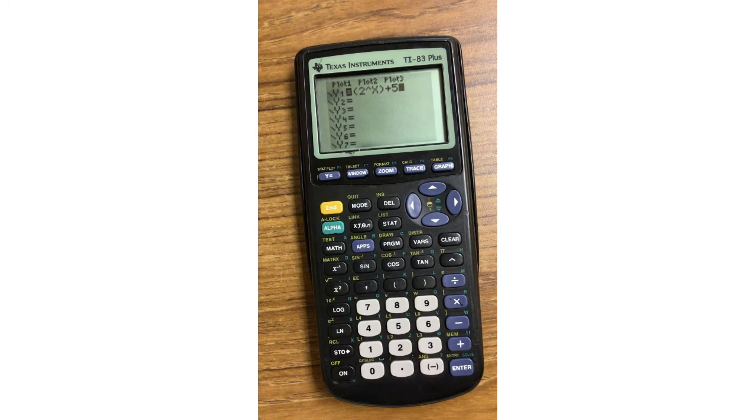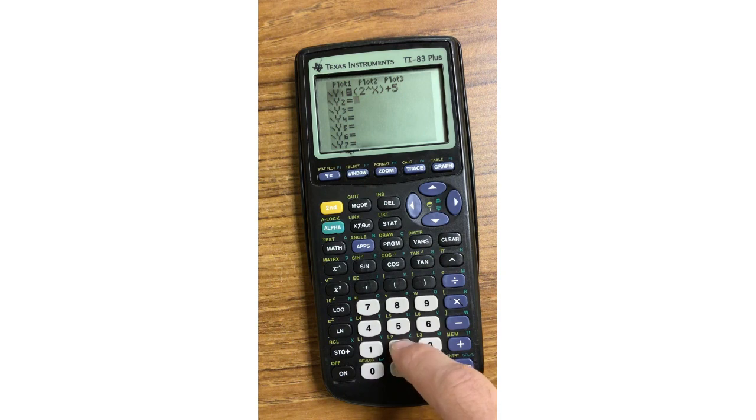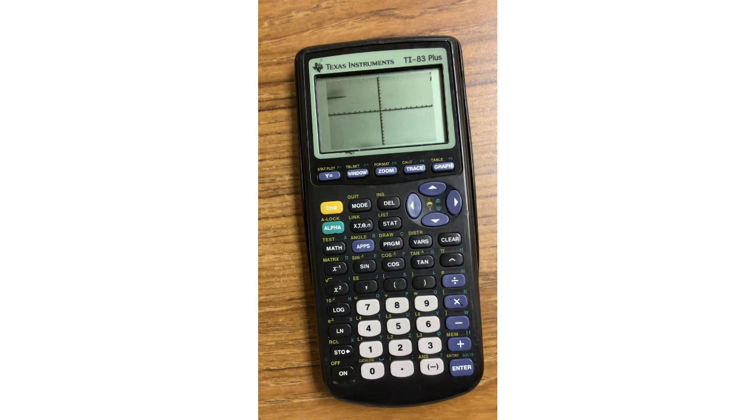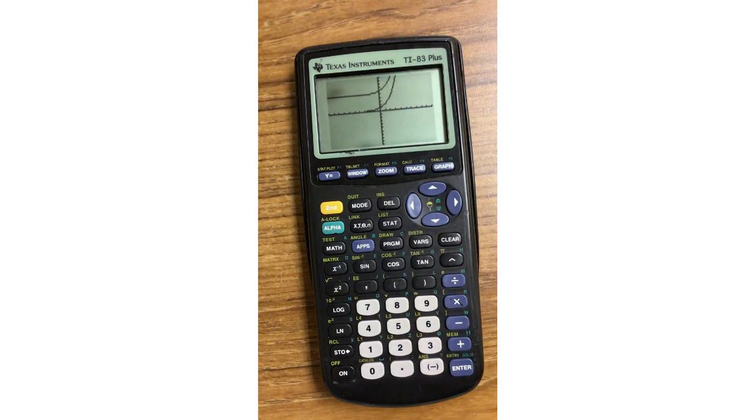All right, so I'm going to go ahead here and take a look at this, and by identifying that, I know that my parent function is going to be 2 to the power of X. All right, that's what I started with, and then I added 5 afterwards. So I'm going to go ahead and graph this and take a look. All right, so that's the function that's been transformed, and then this is my parent function. So you can see that the function was moved up 5. 1, 2, 3, 4, 5. And that's why we added 5 on the end. If I would have added 3, it would have been moved up 3.